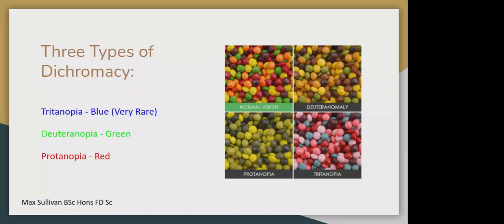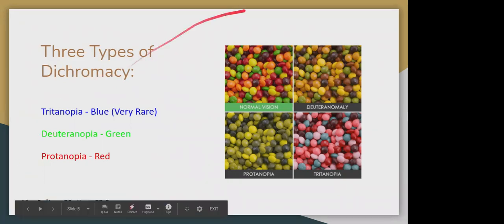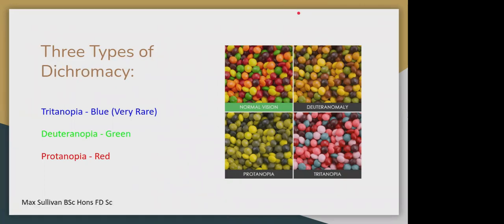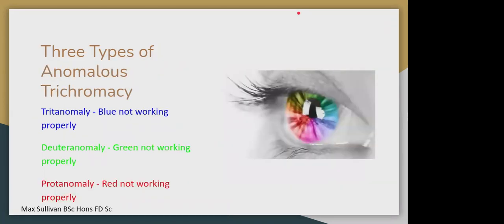Again, there are three types of that. You've got tritanopia, which is with the blue cones, and this is really, really rare. I think it's something like 1 in a million. It's a really rare type of color deficiency. We've got deuteranopia, which is the green cones, and protanopia, which is the red cones. And you probably see a bit of a pattern forming with the names here, with the tri, deu, and pro, as we had with the first type of deficiency.